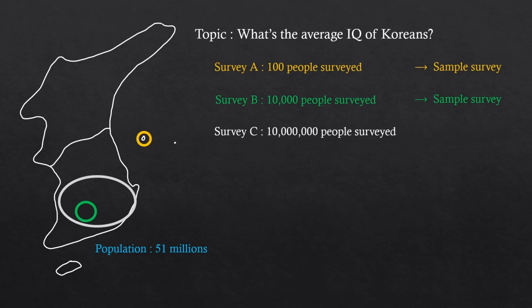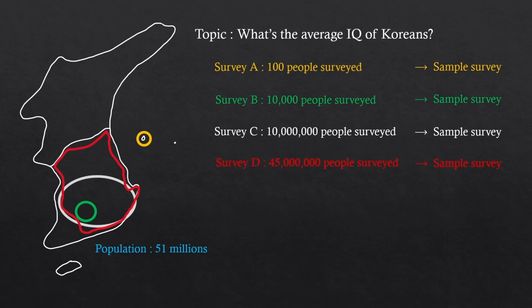This time, survey C was done, and it was done with 10 million people. This is a very large-scale survey. So is this now a population survey or still a sample survey? This might be surprising, but 10 million people being surveyed is still a sample survey because that wasn't the entire population.